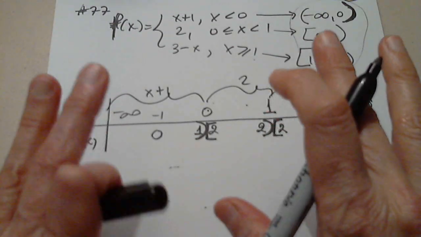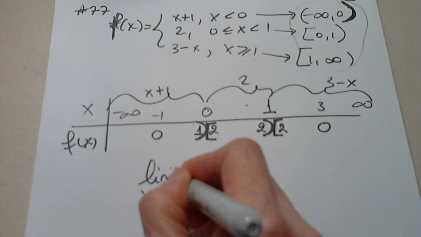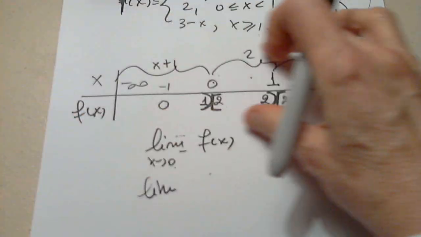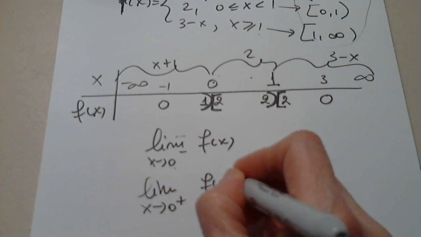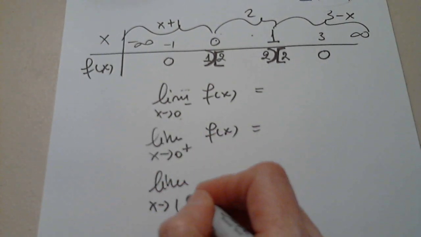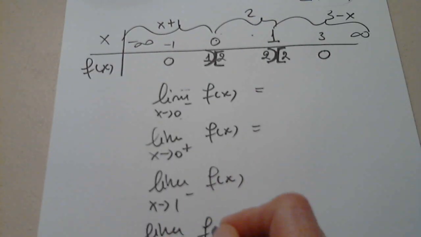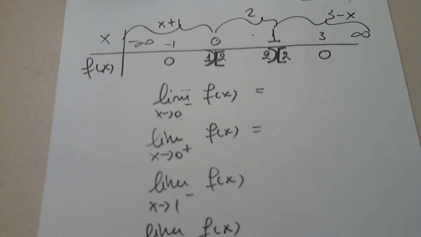Without even graphing, can anyone tell us what is the limit as x approaches 0 from the left of this function? That's why this is such a crucial table. The limit as x approaches 0 from the right of f of x. Limit as x approaches 1 from the left. Limit as x approaches 1 from the right. And of course the limit as x approaches 0 from either side. And limit as x approaches 1 from either side.